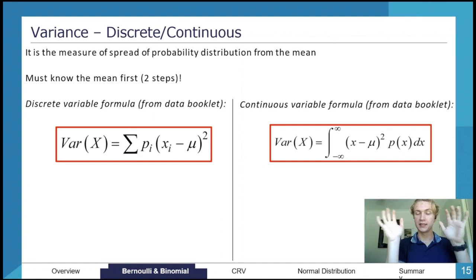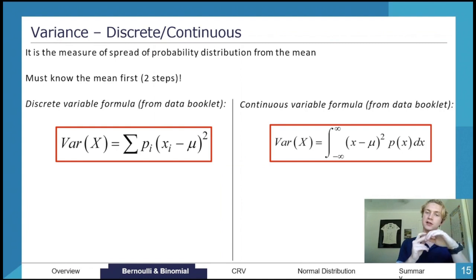Similarly, for continuous variables, remembering anything like height, anything where it's a measurement and that measurement has lots and lots of little distinctions, what are we going to do? We are going to do this x minus the mean, but this time we're talking about it in terms of an integral. Once again, this formula is on your data booklet. I haven't gone through an in-depth example here, but one thing to note again: to work out the variance, you need to know the mean.